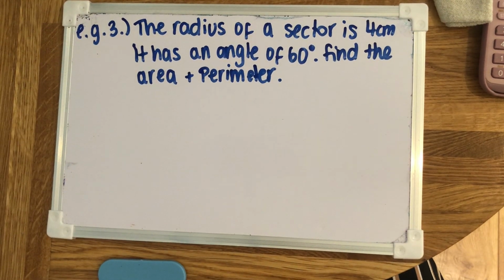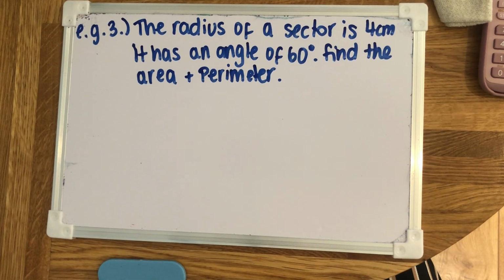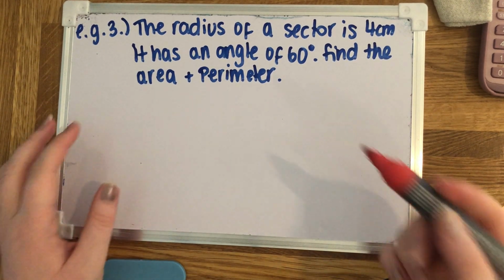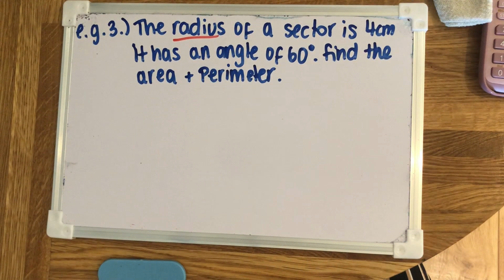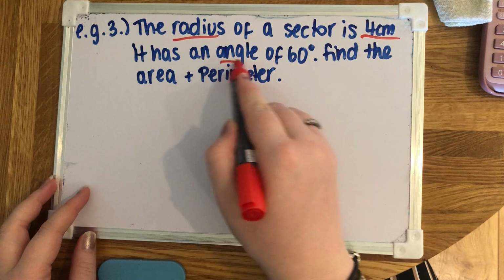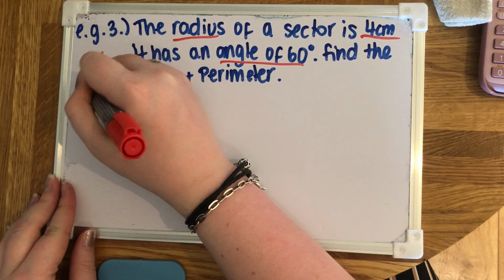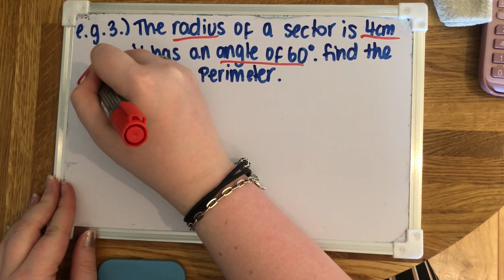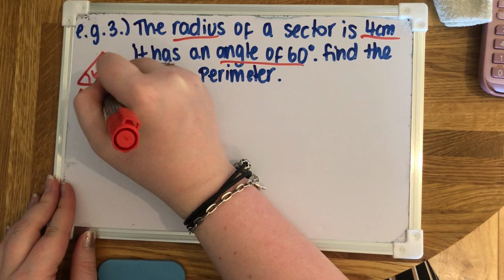Okay, it doesn't matter which one you start with. I'm going to start with the area just because it's the first one that appears in the question. Now, we're not given a diagram, but we are told what the information is. We're told that the radius is 4, and we're told that the angle is 60. So if you did want to see what it looked like, it would look something like this.